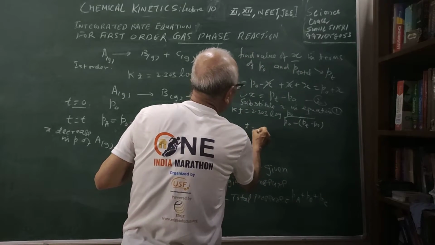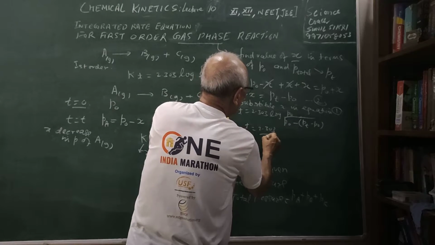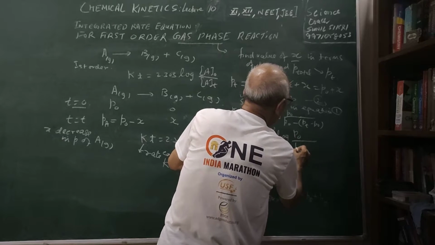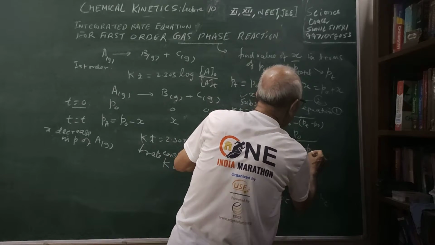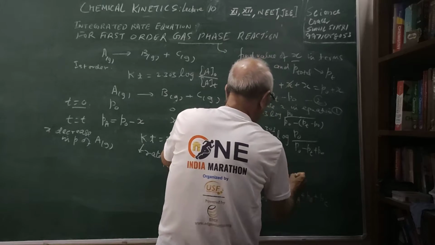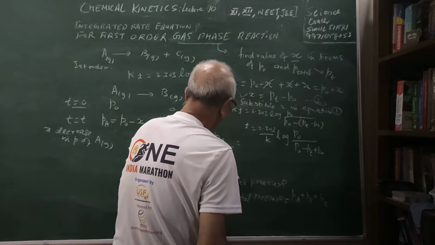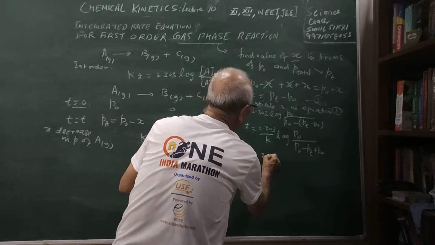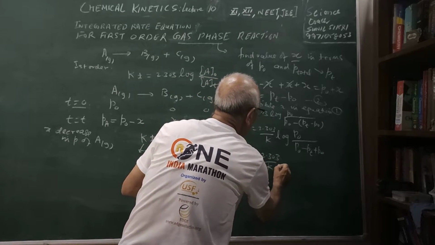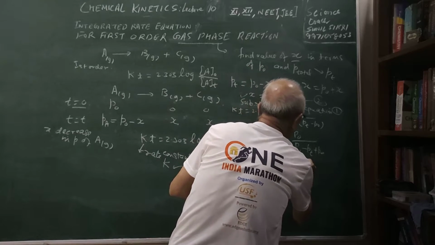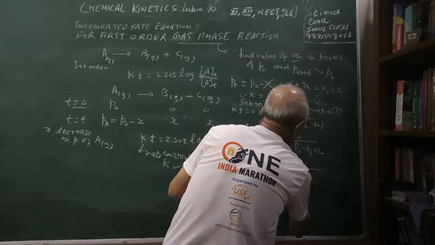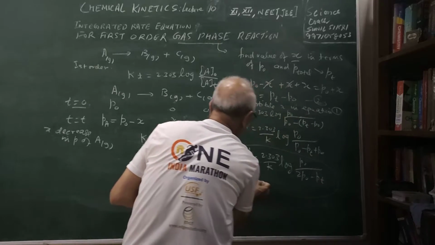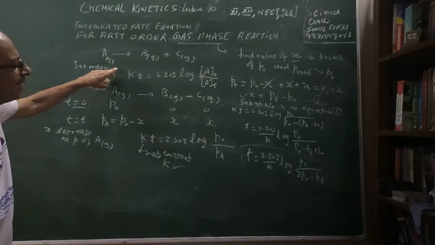Then I can say t is equal to 2.303 by k log of P0 divided by P0 minus Pt plus P0, which is then equal to... then what is this formula? t is equal to 2.303 by k log of P0 over 2P0 minus Pt. This is an important formula, students, which we have derived for this reaction.